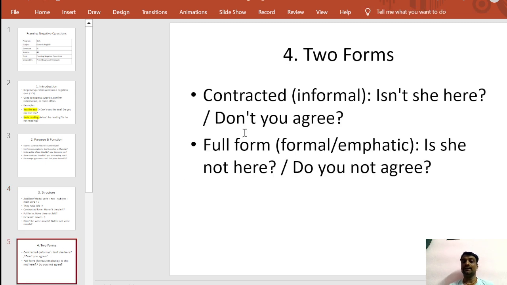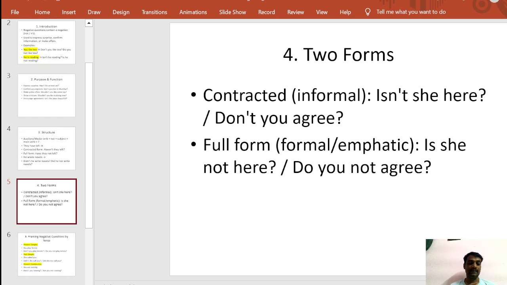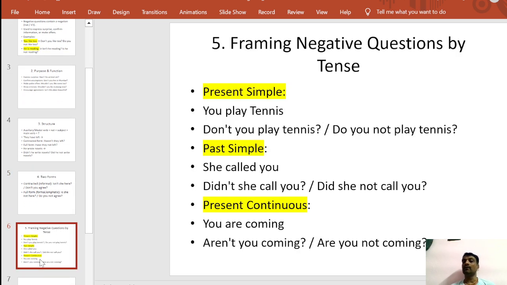So we had discussed this, but for your confirmation, there are two kinds of negative question forms. One is contracted, like isn't or don't. One is the full form, like is he not? Is she not? Or do you not? So this is the full form or elaborated form. Another is the contracted form, right.